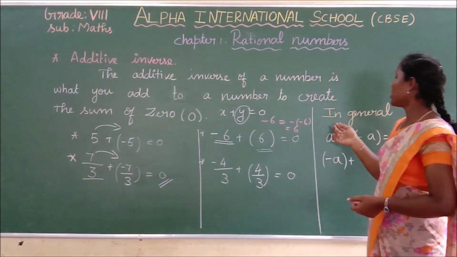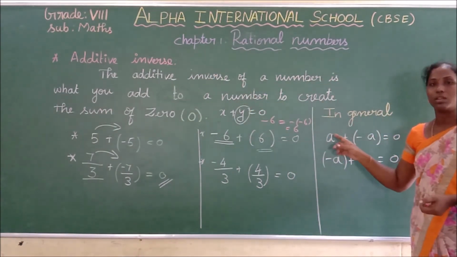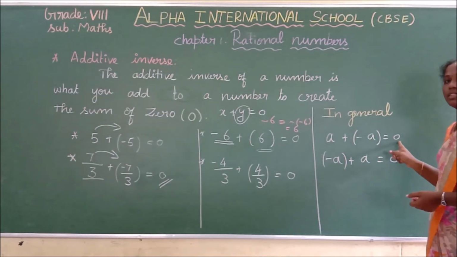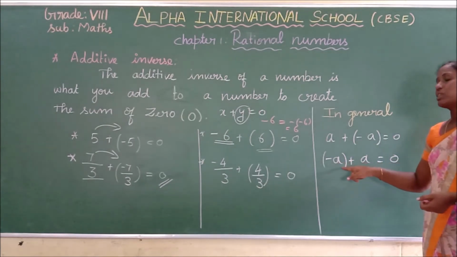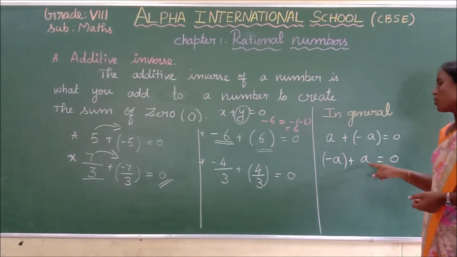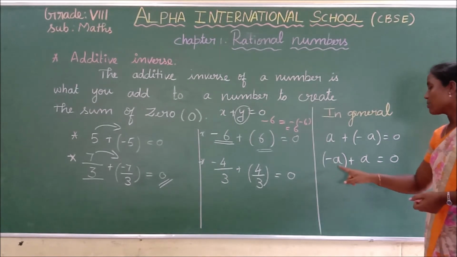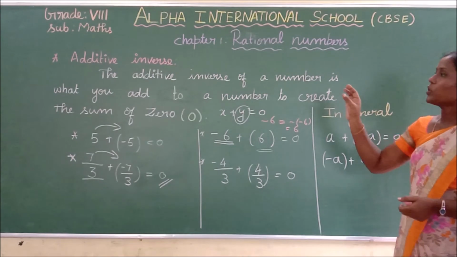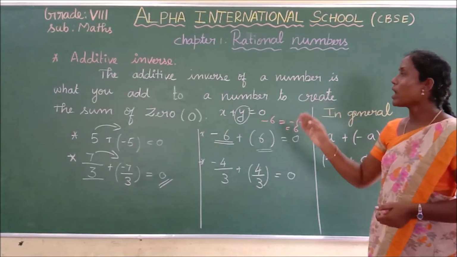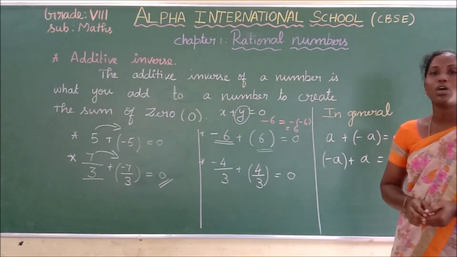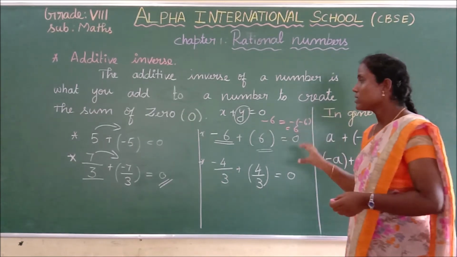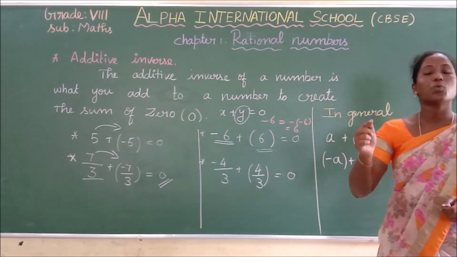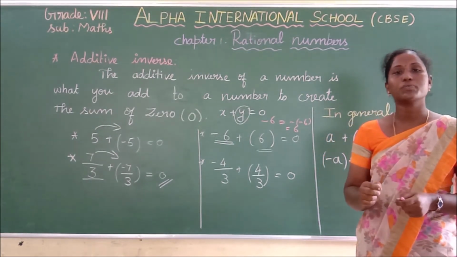Okay. So in general, let a be any number and its negative is minus a. a plus minus a will give you the result 0. And if I am taking a negative number minus a, the negative of the number is plus a. If you are adding minus a plus a, it will give you the result 0. So the additive inverse of a number is what you add to a number to create the sum of 0. From this whole example you are clear that the additive inverse cannot be a particular number. We can't say any one particular number as the additive inverse for rational numbers.